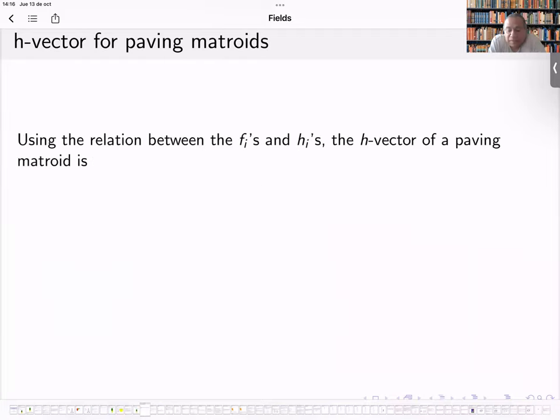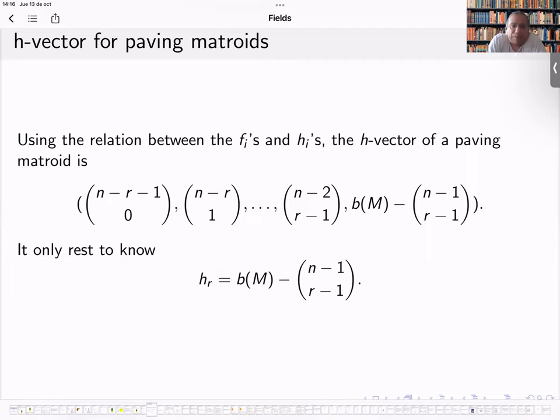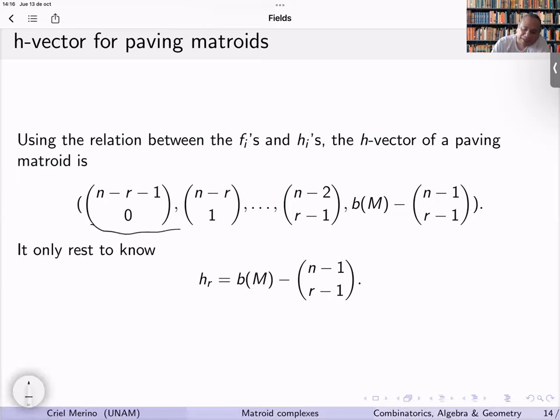So now, using the relation between the f's and the h's, it is somehow easy to find the h-vector. Again, the first r terms are going to be easy. There will be these binomial coefficients. And the last term, we know that it has to add up to the number of bases, so it will be the number of bases minus the sum of the previous terms. So if you have a rank r paving matroid and you know the number of bases, then you can compute the h-vector.